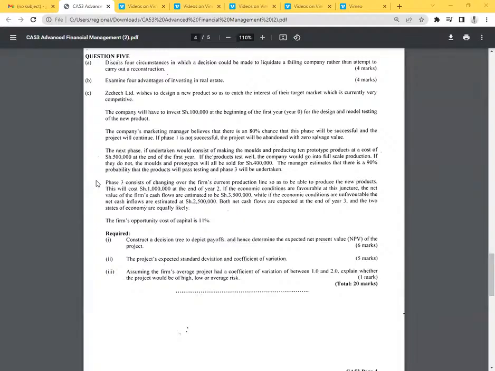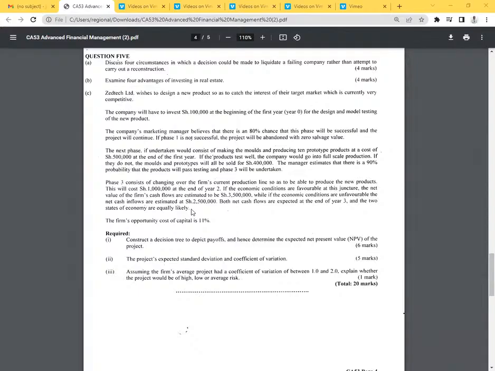We are told question 5C, it's May 2021. ZTech Limited wishes to design a new product so as to catch the interest of their target market, which is currently very competitive. The company will have to invest 100,000 at the beginning of the first year, which is year 0, for the design and model testing of the new product. The company's marketing manager believes that there is an 80% chance that this phase will be successful and the project will continue. If phase 1 is not successful, the project will be abandoned with a 0 salvage value.